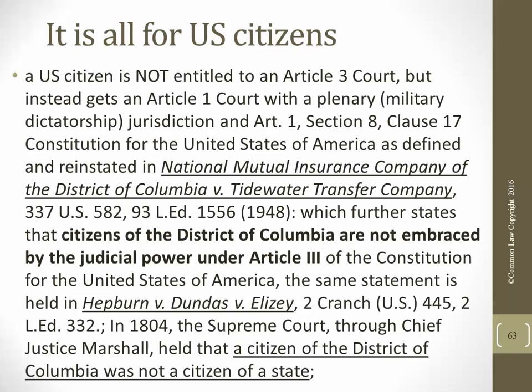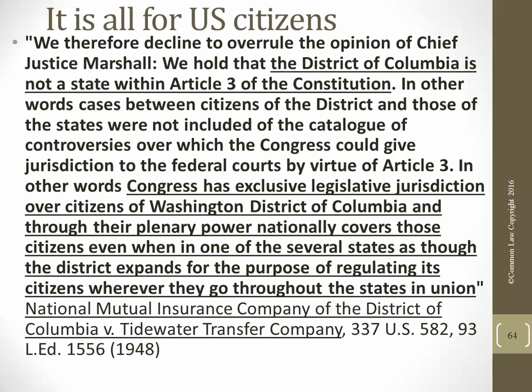The same statement is held in Hepburn versus Ellzey. In 1804, the Supreme Court, through Chief Justice Marshall, held that a citizen of the District of Columbia was not a citizen of a state. We therefore decline to overrule the opinion of Chief Justice Marshall. We hold that the District of Columbia is not a state within Article 3 of the Constitution. In other words, cases between citizens of the district and those of the states were not included in the catalog of controversies over which Congress could give jurisdiction to the federal courts by virtue of Article 3.